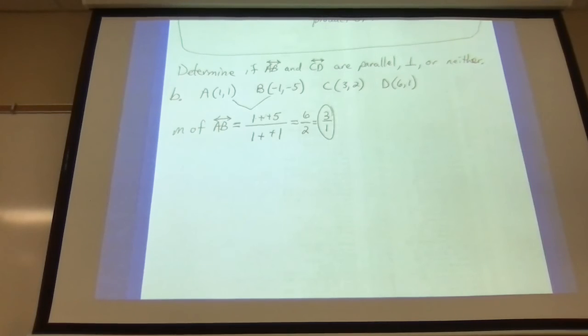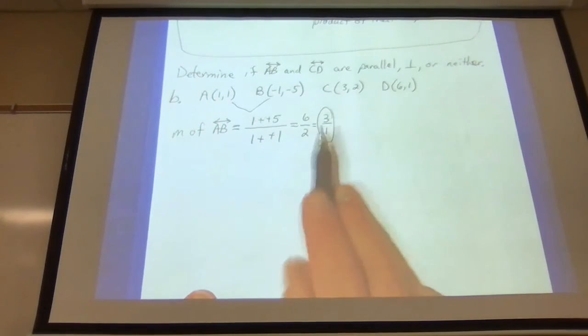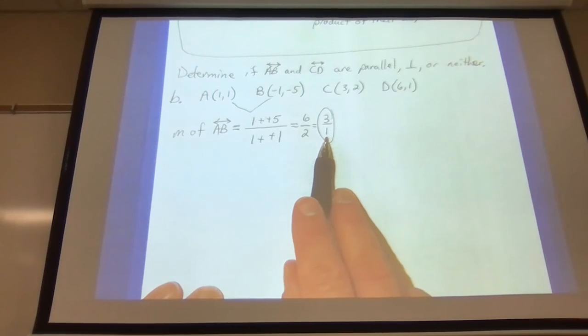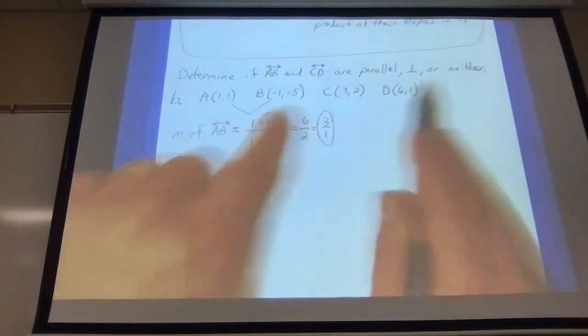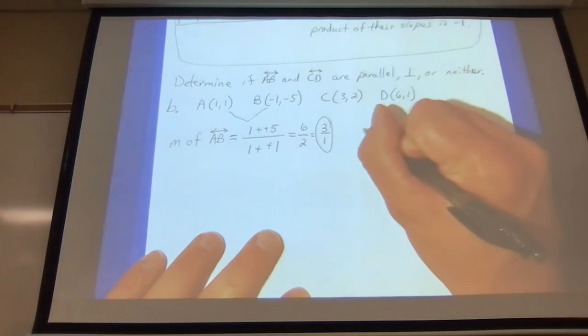Okay, we got to figure out if the lines are parallel, perpendicular, or neither. I got a slope of 3 over 1. Am I finished? Nope, we're only halfway there. We got line AB. We also have to do the slope of line CD.